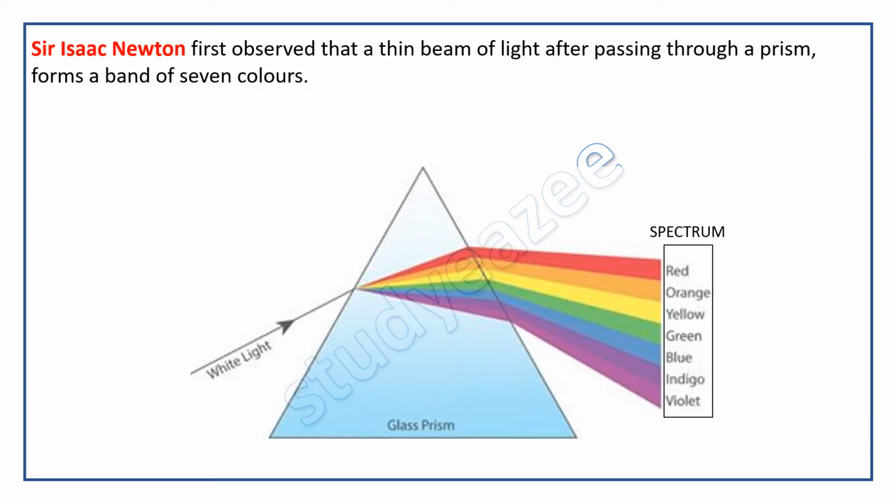Sir Isaac Newton first observed that a thin beam of light, after passing through a prism, forms a band of 7 colors. You can see the 7 colors. This is called the spectrum. The colors are red, orange, yellow, green, blue, indigo, violet. VIBGYOR.